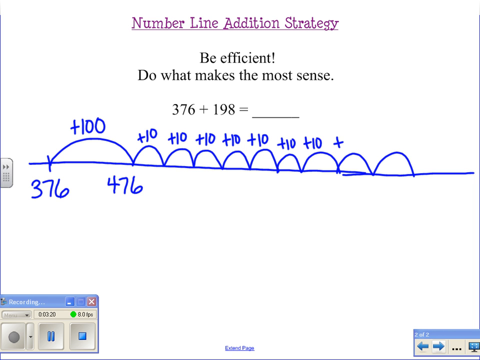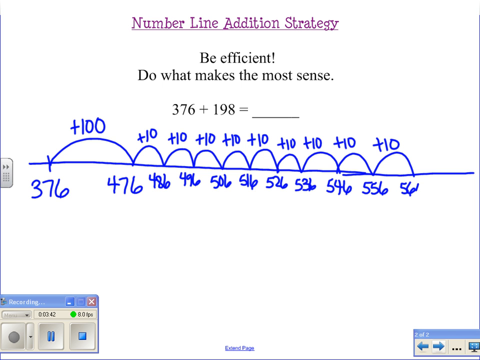Look at all this work. I am working so hard. 476 plus 10. Now I'm going to label these. I go 486, 496, 506, 516, 526, 536, 546, 556, 566. And I'm still not done.